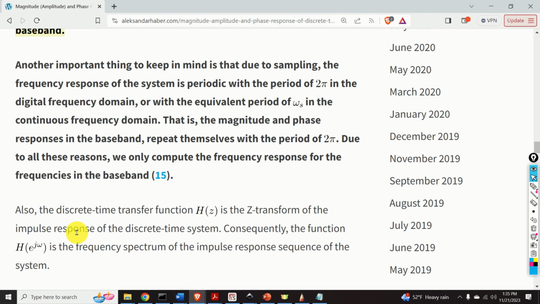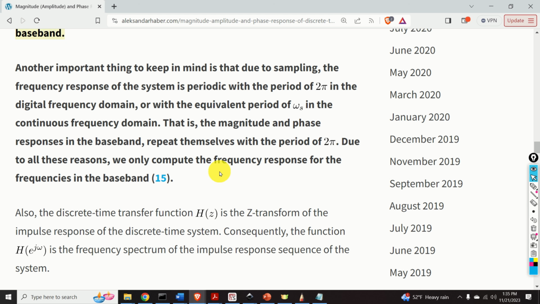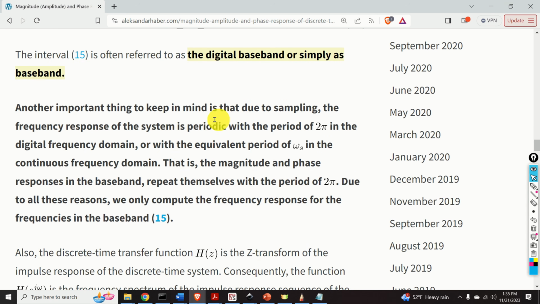Another important thing to keep in mind is that due to the sampling process, the frequency response of the system is a periodic function with a period of 2 pi. And it is very important to know that this is in the digital frequency domain. In the continuous frequency domain, the period is omega s. That is, the magnitude and phase responses in the baseband repeat themselves with a period of 2 pi. Due to all these reasons, we only compute the frequency response for the frequencies in the baseband. I will explain the periodicities of the frequency responses in my future video tutorials.